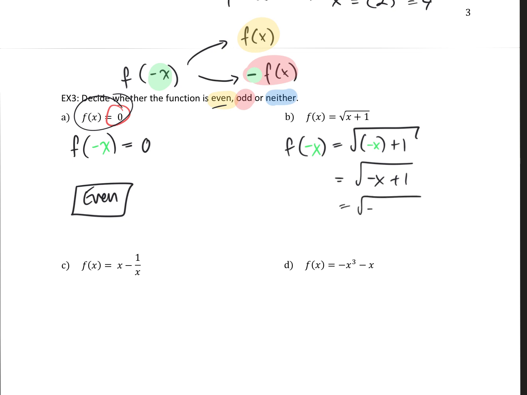Even if I fiddled around and brought out that negative, that's going to be x minus 1. And that isn't actually going to be anything. That is going to be neither. It neither looks like the original function, and it doesn't look like the opposite. So again, that was the original function. What would the opposite look like? The opposite would be the square root of x plus 1 with a minus sign on the outside. So again, it's neither.